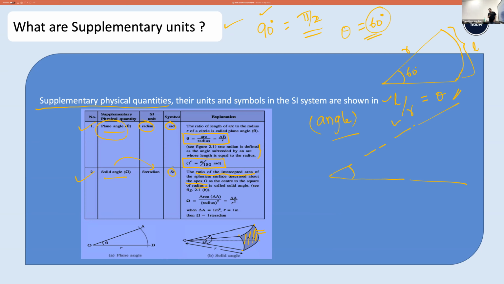This is not used at all. We don't use it in our syllabus. Mostly we'll use only plane angle, but it is necessary for you to know what the two supplementary units are. So make a note of this. Did you all write this also? Okay, write it.